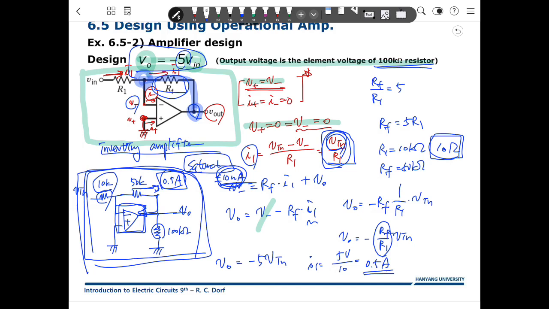But because we don't have any condition about that, if we choose 10 ohms, it's okay, it's no problem, because there's no limitation. But generally, we recommend using resistors of several kilo ohms when you design a circuit including the op-amp.